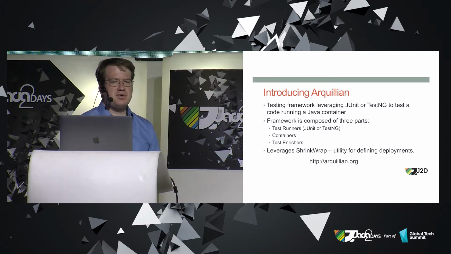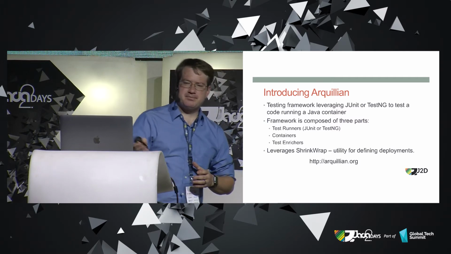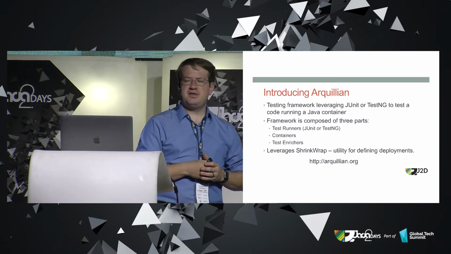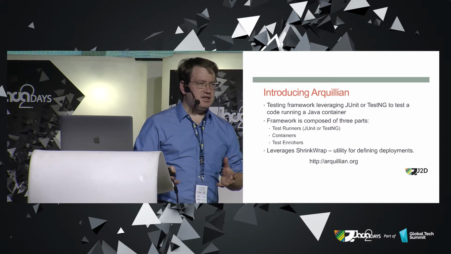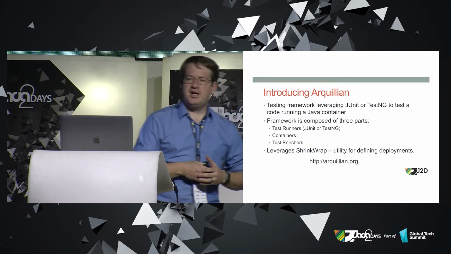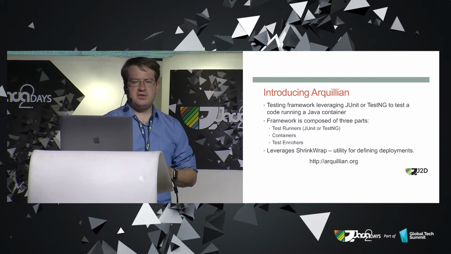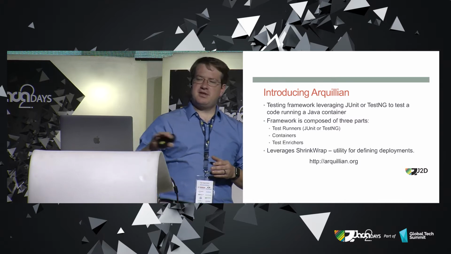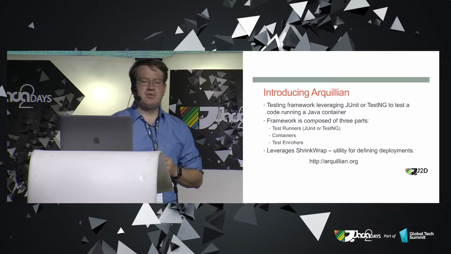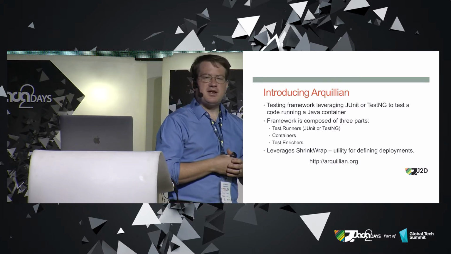The framework itself is composed of 3 parts. Test runner, which you use with either JUnit or TestNG. Containers, such as your Java EE container, such as GlassFish, Wildfly, WebLogic, WebSphere, etc. Test enrichers, which integrate the code into the container that's executing. And then finally, the other component, which is a little bit separate, is ShrinkWrap, which is a utility that allows you to dynamically build up the deployments.